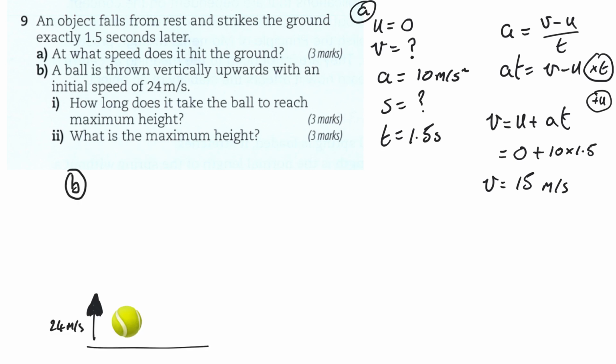Part B, a ball is thrown vertically upwards at an initial speed of 24 meters per second. And part 1, how long does it take to reach its maximum height? So we've got an initial speed here of 24. At maximum height, it will stop before falling back down, and so its final velocity up there is going to be 0.